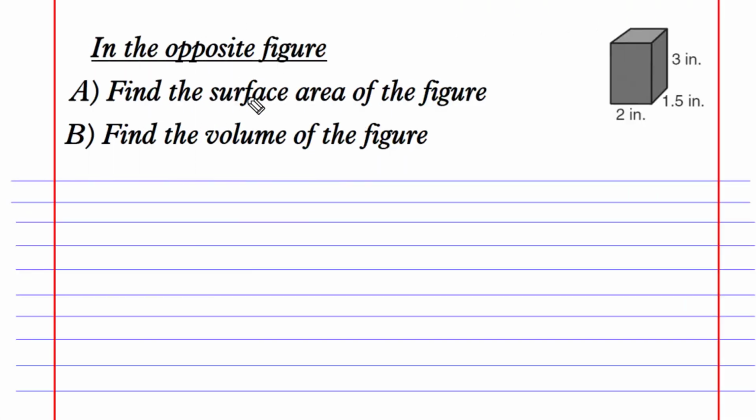Next, guys, in the opposite figure, find the surface area of the cuboid and the volume of the cuboid. It's the same. To find here the total surface area, ask yourself what are the dimensions. The dimensions are 3, 2, and 1.5. We can write 1.5 as 1 and 1/2. As a fraction, it will be 3 over 2. Now we have the dimensions 3, 2, and 3 over 2.